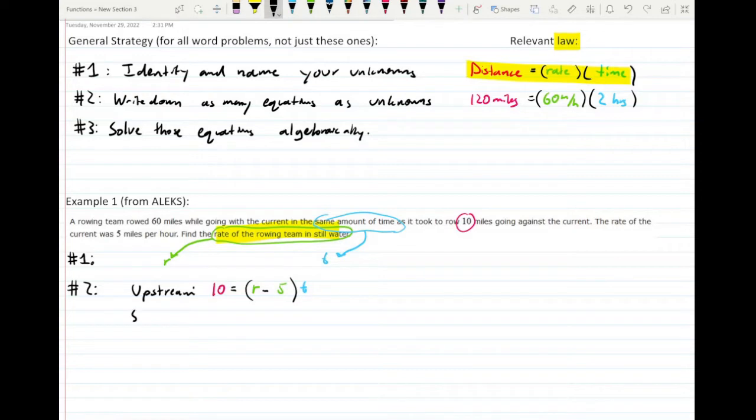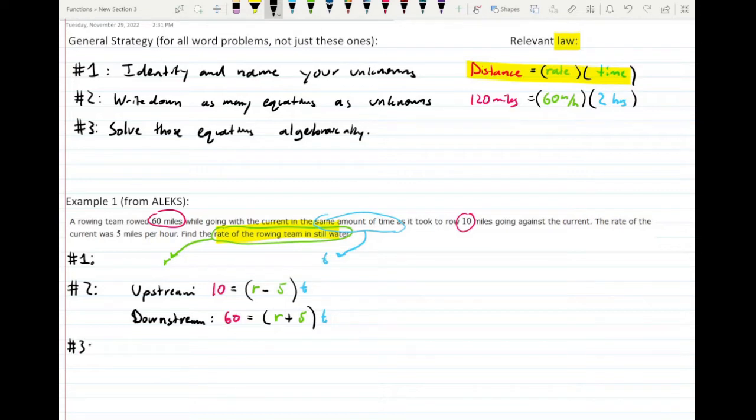Our second equation will cover the downstream trip, during which the team traveled 60 miles at a rate this time of their still rowing rate plus the current speed, because the current is now aiding them and increasing the speed that they're traveling at. And they traveled at this rate for a time of t, just as before. And that completes step 2, since we have as many equations as we have unknowns.